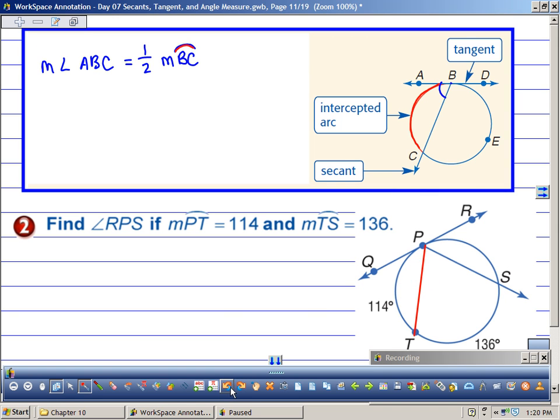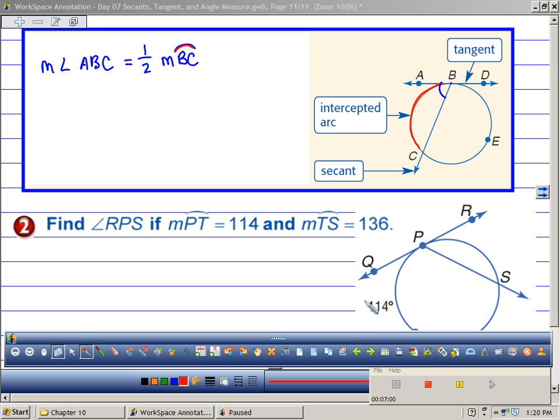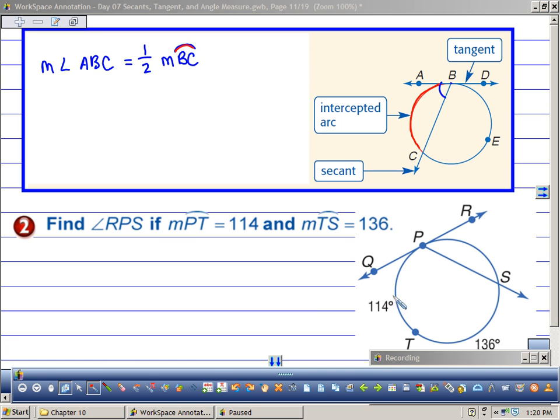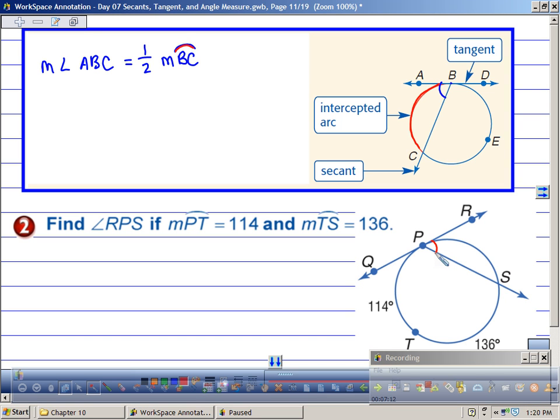Okay. I'm going to go back. All right, so find RPS if the measure of PT, so PT is right here, it's 114, and TS is 136. It wants us to find this angle right here. So in order to find that angle, what do I need? I need that arc, but I don't know that arc. But I do.